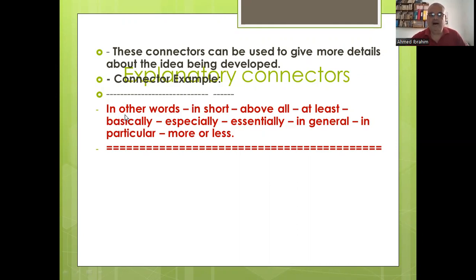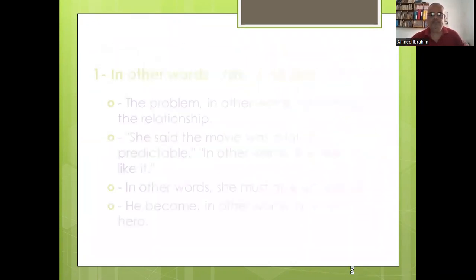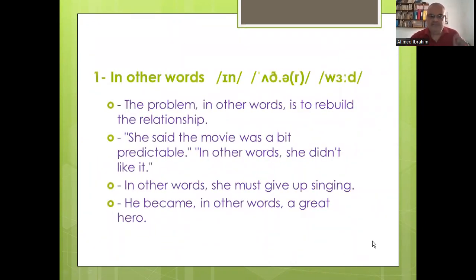In other words, in short, above all, at least, basically, especially, essentially, in general, in particular, more or less. This is the first one, of course, with sentences to explain.